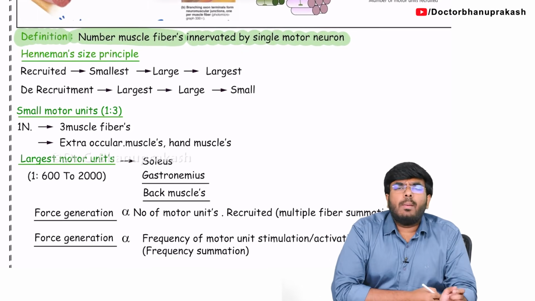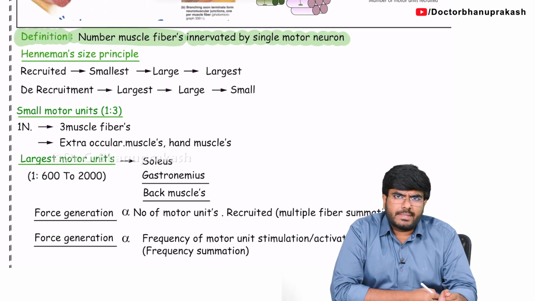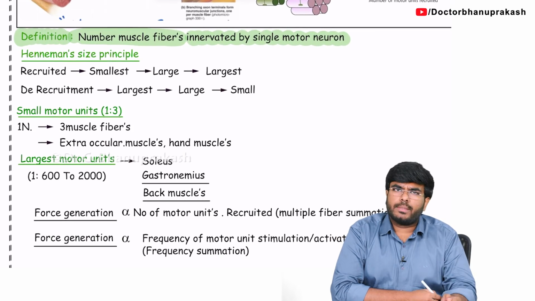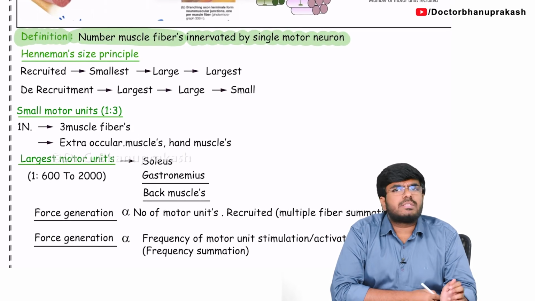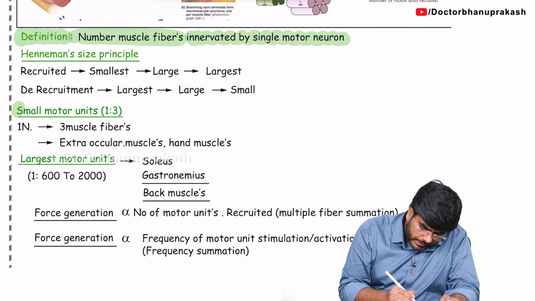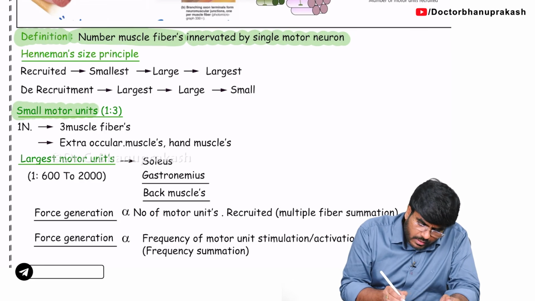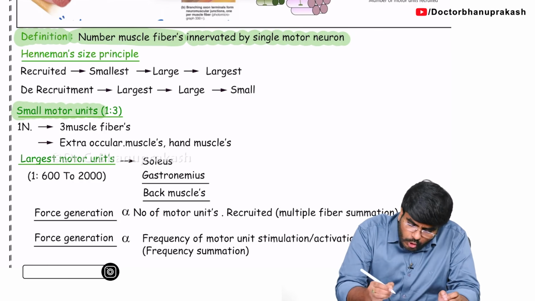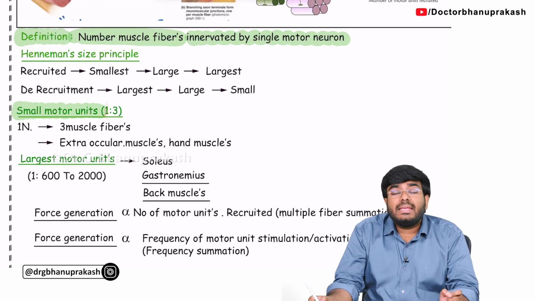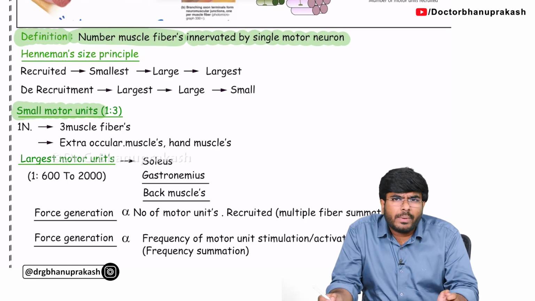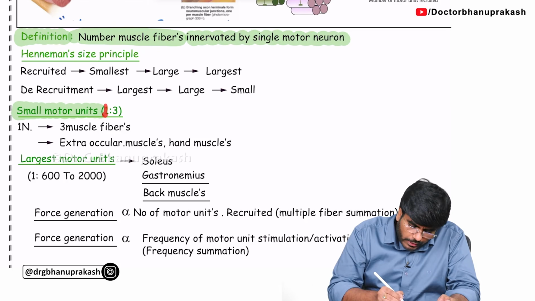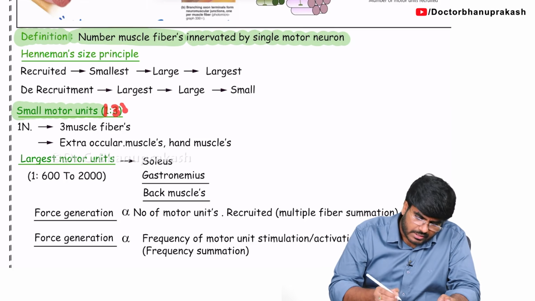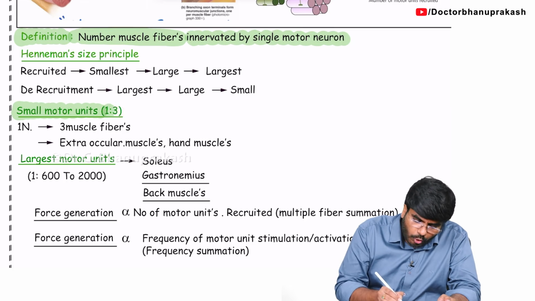Now look at this, guys. Motor units can be of two types: a small motor unit or a large motor unit. For example, look here. What does a small motor unit mean? A small motor unit means one motor neuron is innervating how many muscle fibers? One motor neuron innervating three muscle fibers. This is a small motor unit.